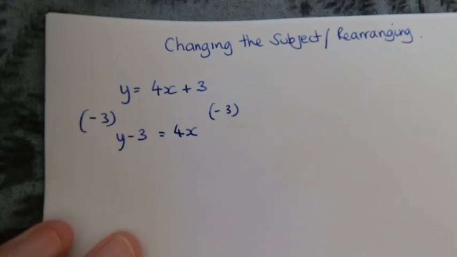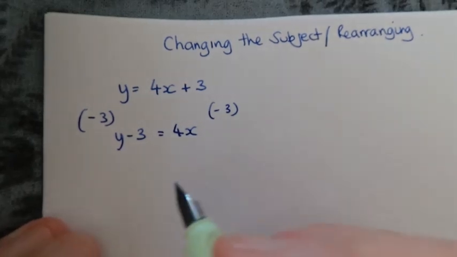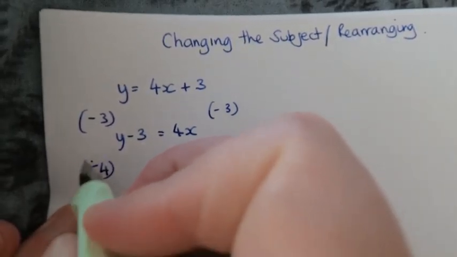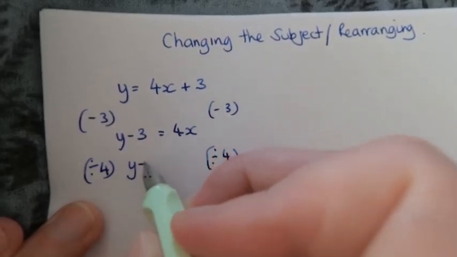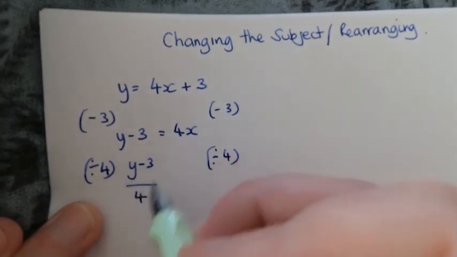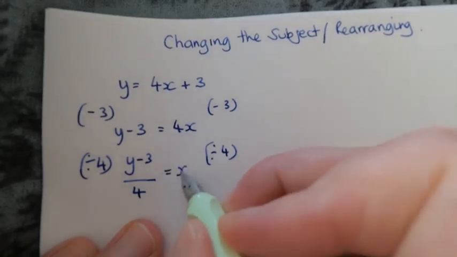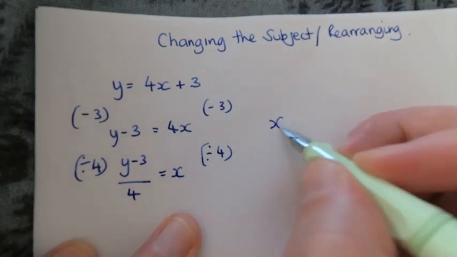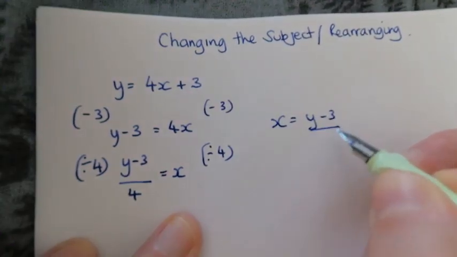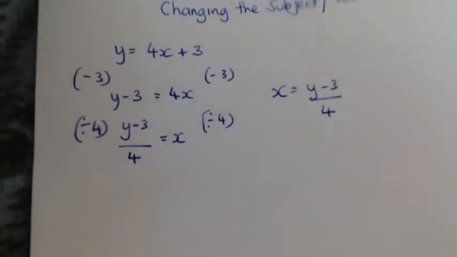I don't want 4x's, I want 1x. So to get rid of 4 times x, I have to do the opposite of timesing, which is dividing. So I'm going to divide by 4. And I end up with y minus 3 all over 4. Be careful there, don't just divide one part of this by 4, both bits, equals x. So our rearranged equation is x equals y minus 3 over 4. Nice and straightforward.